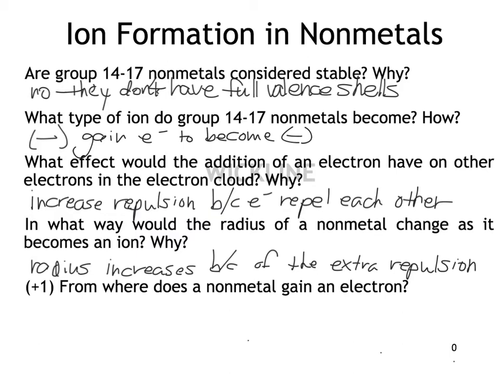And lastly, these electrons that nonmetals are gaining, where are they coming from? Well, typically they're coming from metals, which are atoms that are the opposite of nonmetals in that they like to lose electrons. So when metals lose electrons, they typically might find their way to a nonmetal.